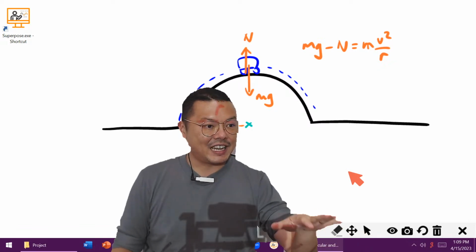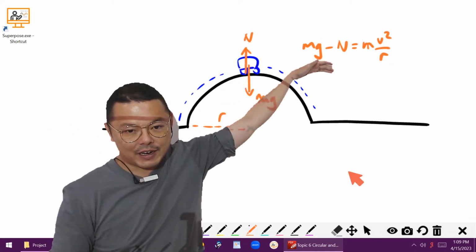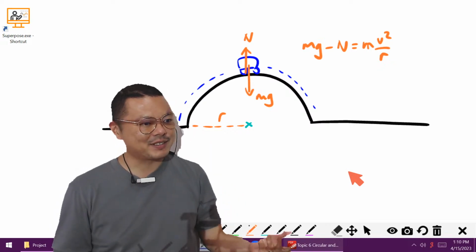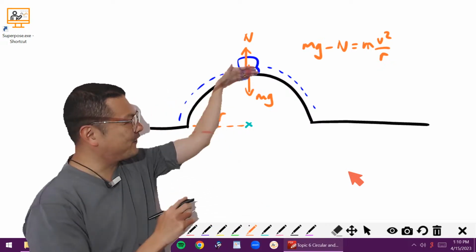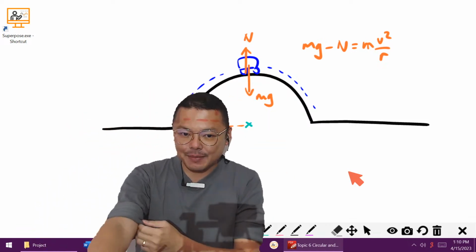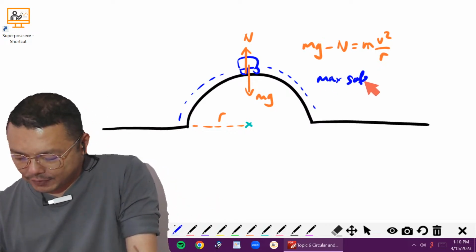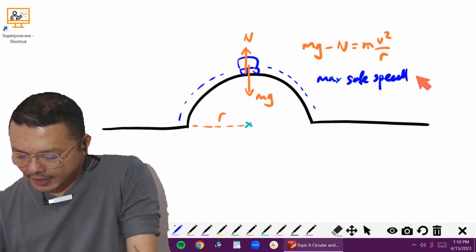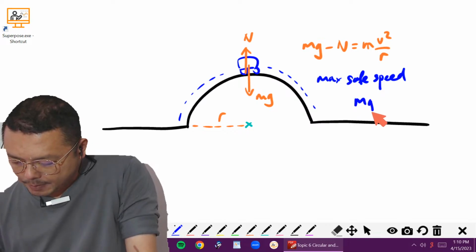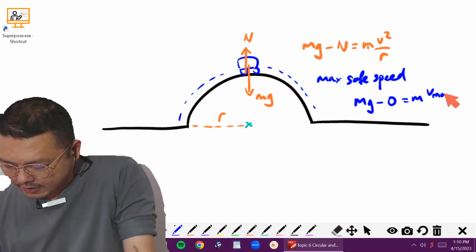So the idea is, if you are driving above this safe speed, means what? You fly off, right? Flying off is not safe, okay? Don't fly off, okay? But if you do, the normal contact force becomes 0, right? So we look for max safe speed. If it's a maximum safe speed, then we will be looking for mg minus 0 equals to m v max squared over r.